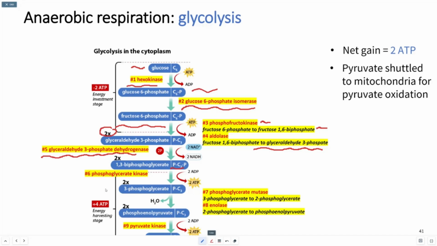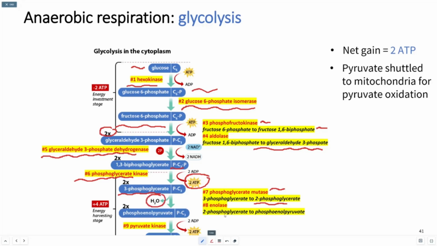The 6th step is going to be the phosphoglycerate kinase, which will then take the phosphate and attach it onto ADP to create the first 2 amount of ATP in the reaction. Then step number 7, we use an enzyme called phosphoglycerate mutase, which will take 3-phosphoglycerate and convert that into 2-phosphoglycerate. This simply rearranges the phosphate location on the carbon. At this step, you'll see that we would lose a water molecule.